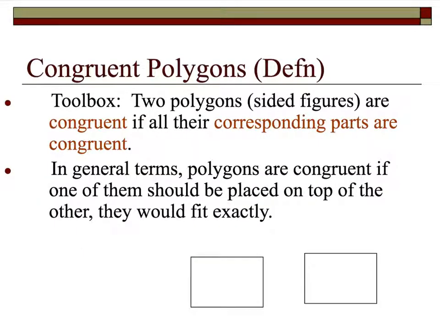So congruent polygons, two polygons, sided figures, right? It could be 3, 4, 5, 6, whatever, on up to a bajillion and beyond, are congruent if their corresponding parts are congruent. So their corresponding angles are congruent and their corresponding sides are congruent. In general, one would fit right on top of the other, perfect fit, right? Or you could also think of it as, one way that I like to write it, same size, same shape.